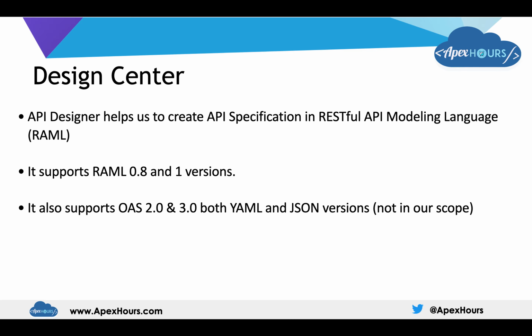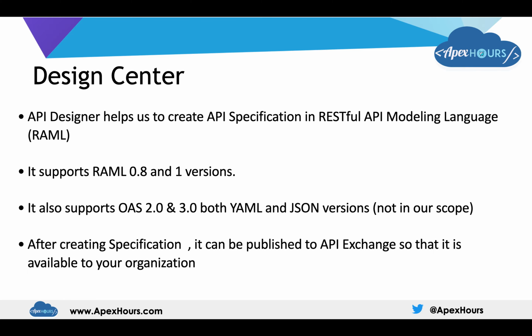It also supports OAS, but OAS is not in our scope. We will be using RAML for our sessions. Now, after creating the API specification, it can be published to API Exchange so that it is available to your organization. As I said, when you have your blueprint, you go to the municipality office to get it approved. This is the same case here.